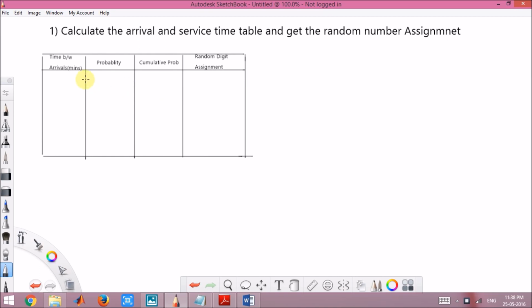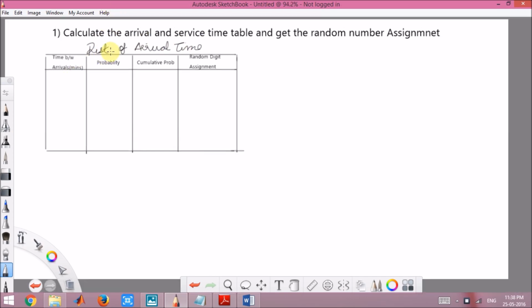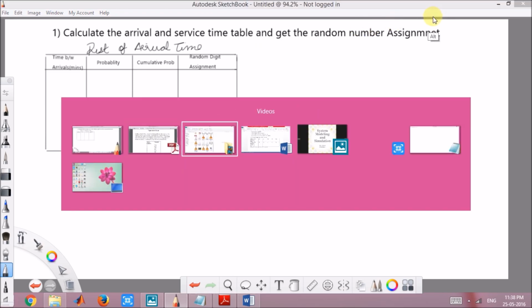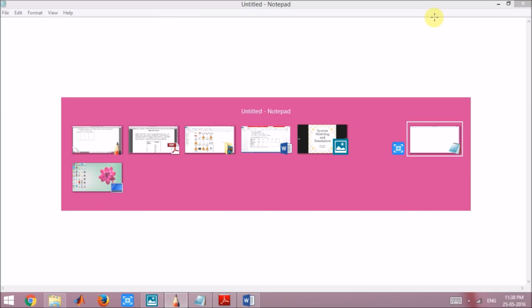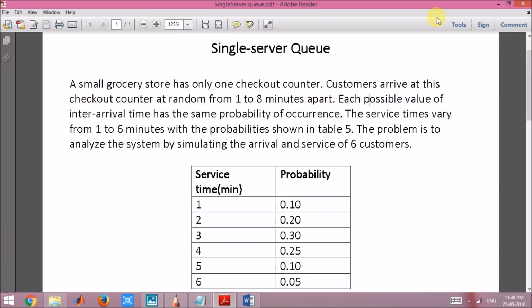Okay, so this particular table is the distribution of arrival time, because we need the arrival time. The first thing is time between arrivals. The thing that they have mentioned is that it is 1 to 8 minutes apart.